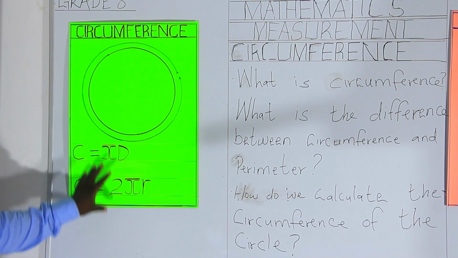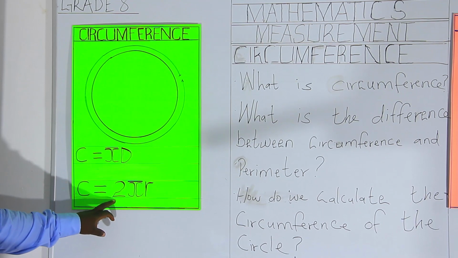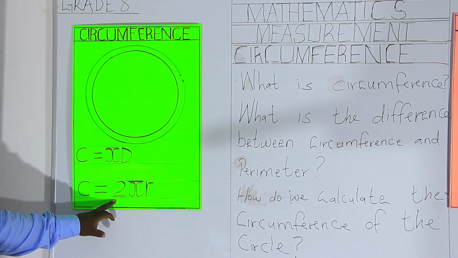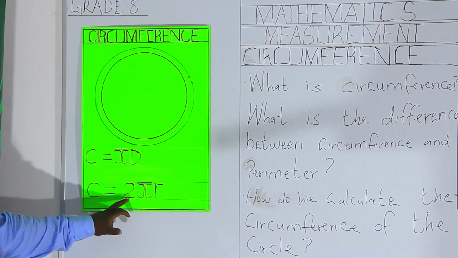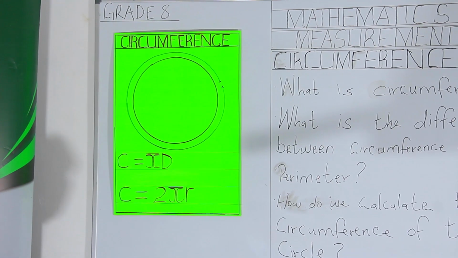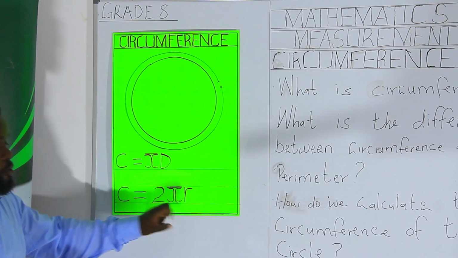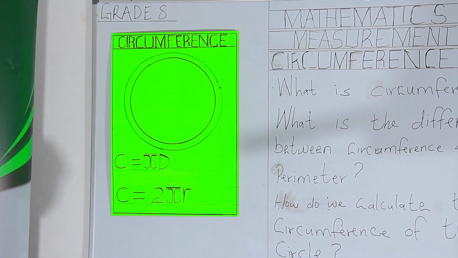Then let us clarify the 2 formulas. We have 2 here in the second formula. When you multiply this 2 and the r, you get the diameter. So the formula is just the same, but we only use the second formula when we are given the radius.